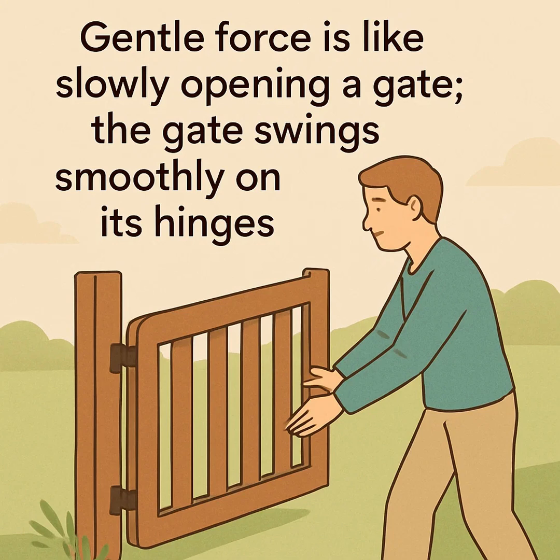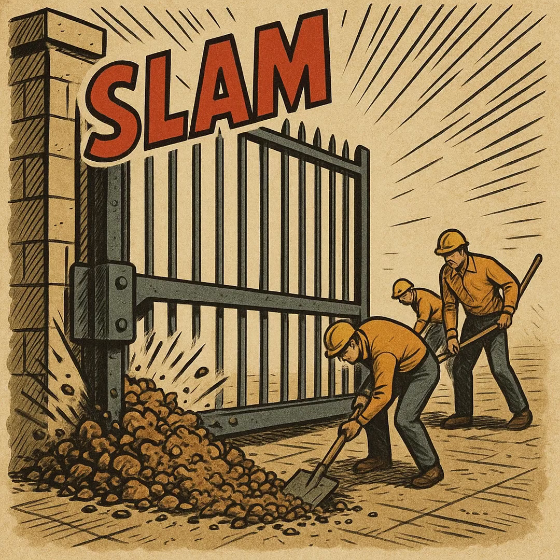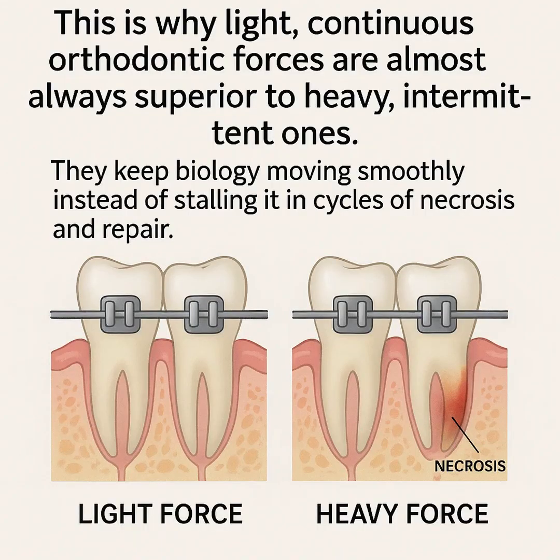Gentle force is like slowly opening a gate. The gate swings smoothly on its hinges. Heavy force is like slamming the gate shut. The hinges jam, debris builds up, and you need workers to clear it before the gate can move again. This is why light, continuous forces are almost always superior to heavy, intermittent ones. They keep biology moving smoothly instead of stalling it in cycles of necrosis and repair.